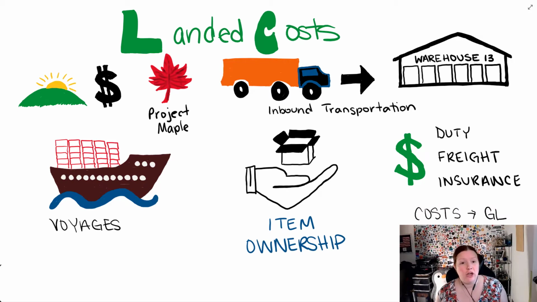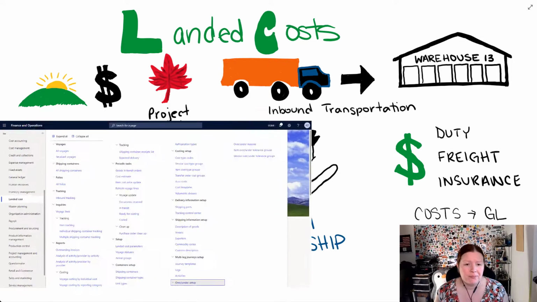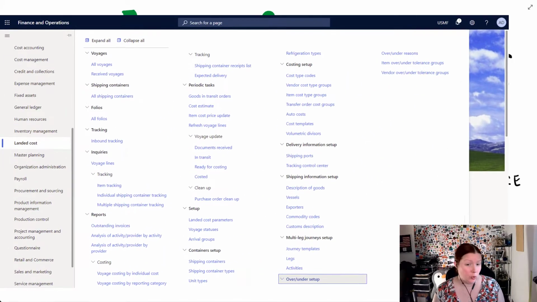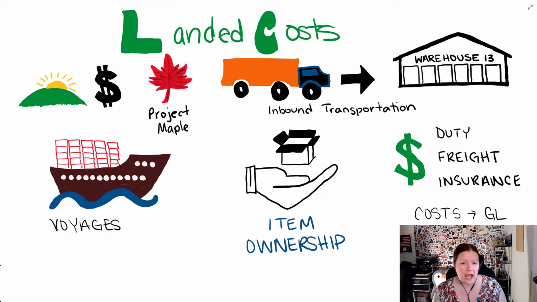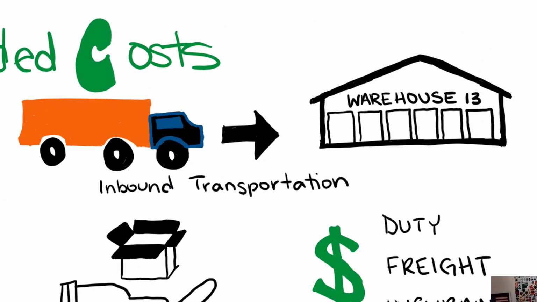Now, the landed cost module is a brand new module that you'll find on the navigation pane in Dynamics 365 Supply Chain Management. This new module was acquired from an ISV partner that was available out on AppSource, but now is standard product. Like I said earlier, the new landed cost module is designed specifically for inbound shipping operations.